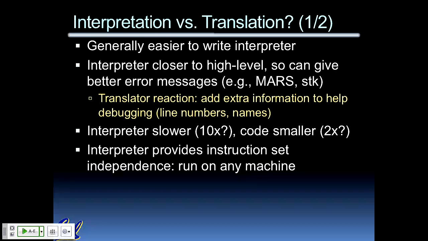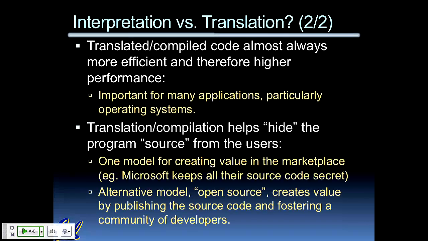Okay, another thing about interpreters, they're very easy to write. In fact, we used to have one of the projects in the class be an interpreter for MIPS that you would write in C. We changed it around to give you a different project this time. But usually they're a lot slower than doing direct translation. Okay. So when you do this translation, you almost always get much more efficient performance.